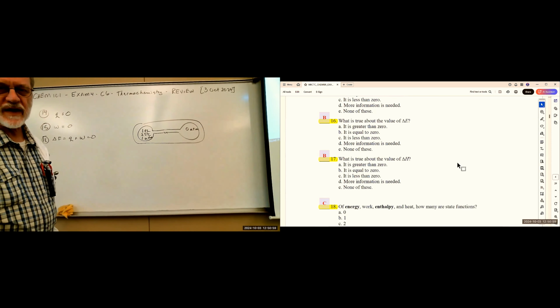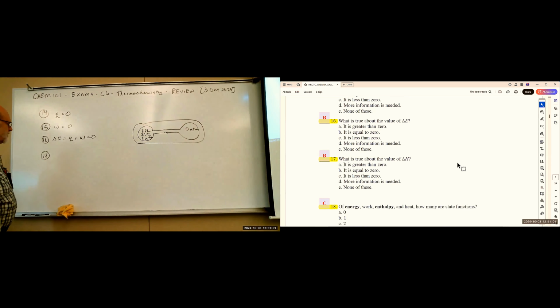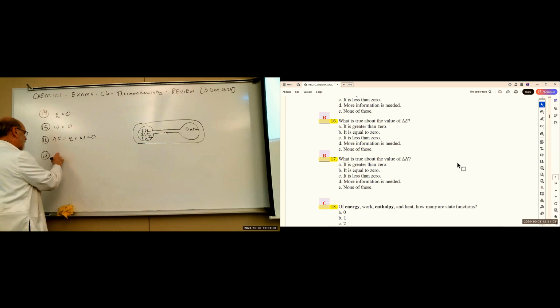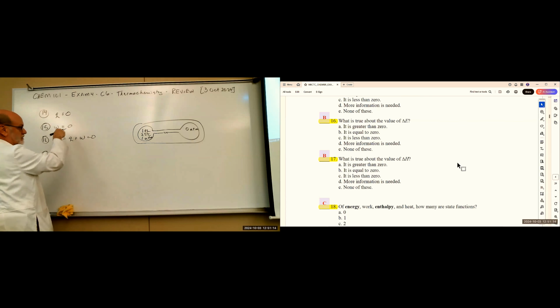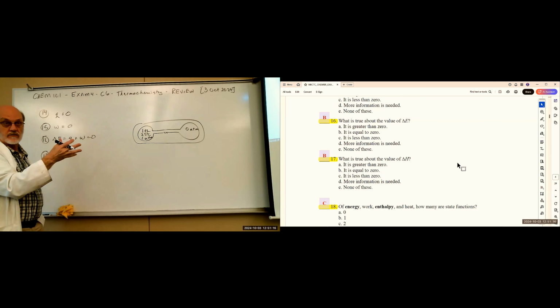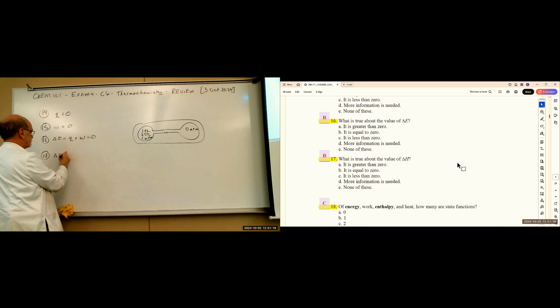Okay, what's true about the value of delta H? Well, enthalpy is a thermodynamic potential for heat. This is actual heat measured. This is the potential. And if the pressure stays the same, then these two are equal. And the pressure did change. So that one's also 0.